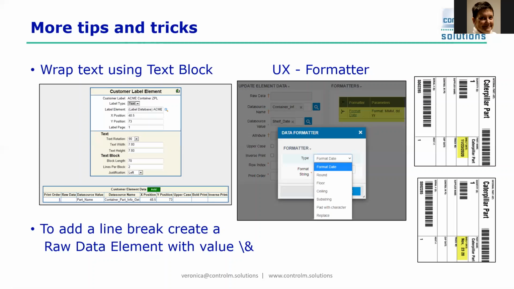In UX only, there's a new formatter option available. Select the data source you want to format. In this case, I took the shelf date and added a formatter. I selected format date so it knew that the incoming data type was a date, and then I changed it from a 2-digit month/day/4-digit year to a 3-letter month, day, and 2-digit year. If you don't know the syntax of how to use any of these formats, use Google to find SQL format examples.